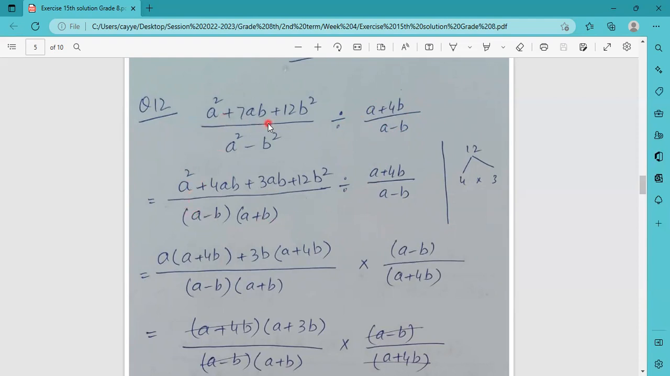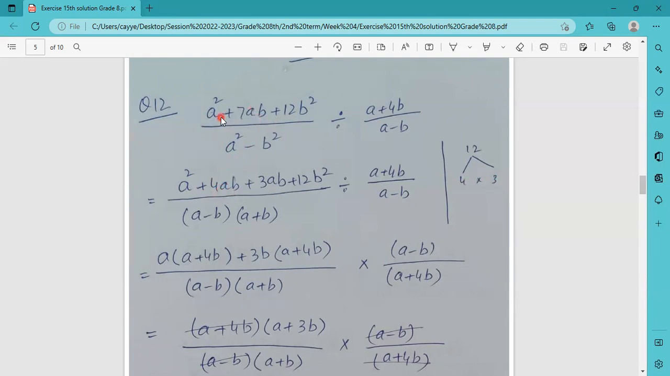Now a square plus 7ab plus 12b square. There are three terms, and in these three terms we cannot make a perfect square. We cannot make the first identity, a plus b whole square. So what we do, we will go for the midterm break method, that is the bridge method as well. First term has no coefficient, there is 1. First term multiplied by the third term, 12b square. So make the factors of 12. The factors will be 4 and 3. 4 threes are 12, 4 plus 3 gives you 7. So we will take 7.